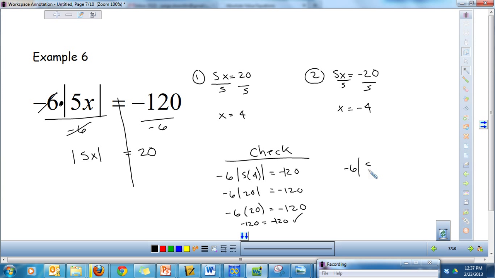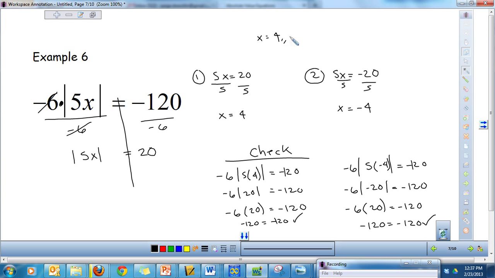Let's try our second equation. Negative 6 times the absolute value of 5 times negative 4. Does that give us negative 120? So I'm going to bring down my negative 6. 5 times negative 4 is negative 20. The absolute value of negative 20 is 20. And negative 6 times 20 is negative 120. So it works. So my solution is going to be that x equals 4, or x equals negative 4, or 4, negative 4.